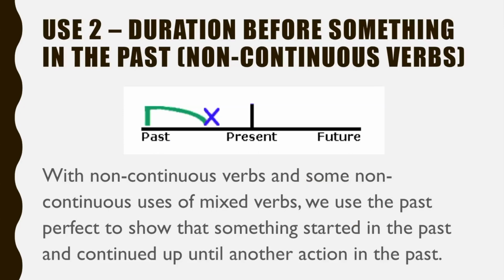Use number 2, duration before something in the past, non-continuous verbs. With non-continuous verbs and some non-continuous uses of mixed verbs, we use the past perfect to show that something started in the past and continued up until another action in the past.